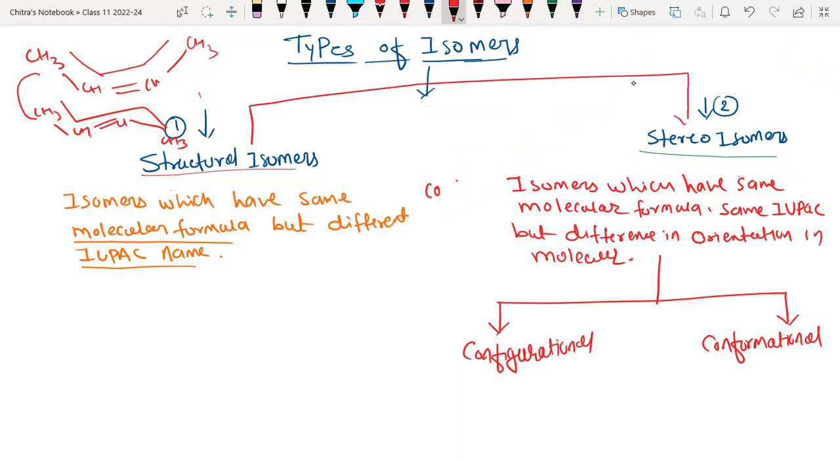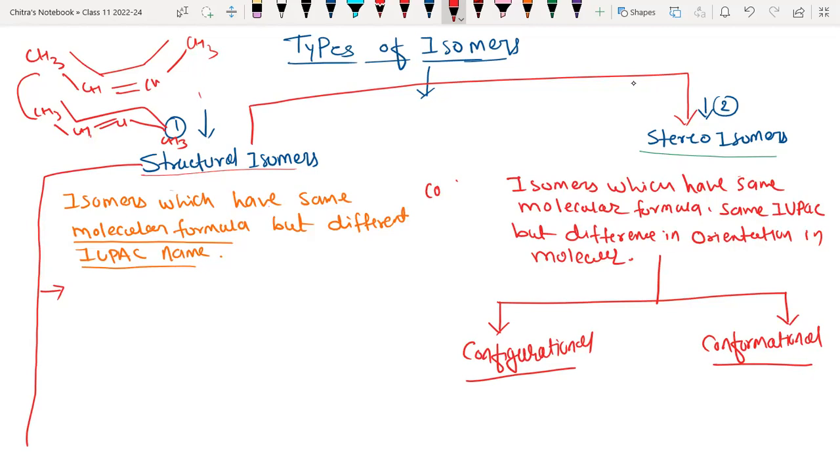They are of two types. One is called structural and stereo. Then we have configurational and conformational. We will discuss that later on. First, we have to discuss structural isomers here. Structural isomers have 5 types. How many types do we have, Samarth, for structural isomers? So 5 types. Yes, 5 types.